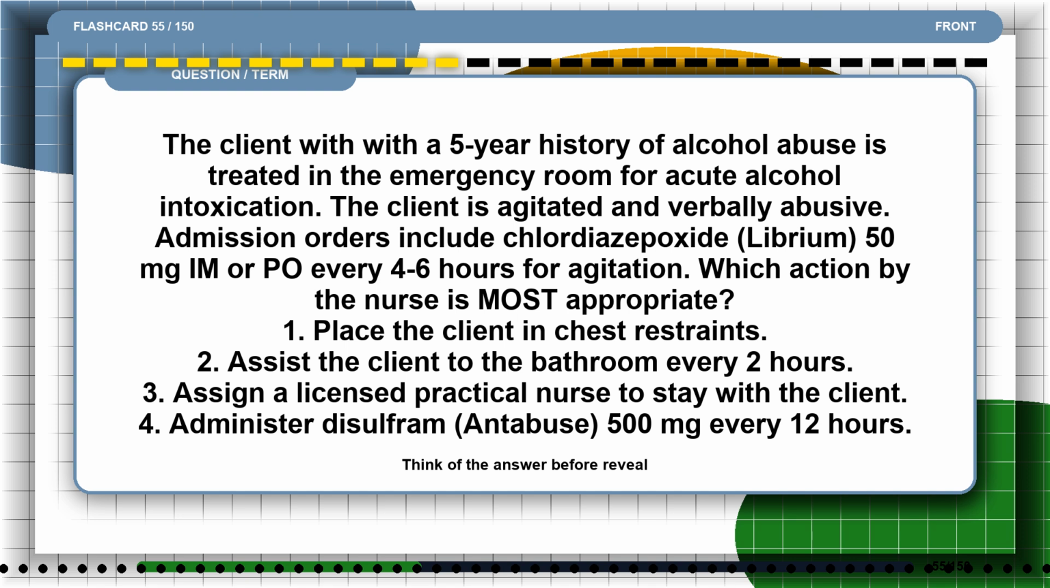1. Place the client in chest restraints. 2. Assist the client to the bathroom every 2 hours. 3. Assign a licensed practical nurse to stay with the client. 4. Administer disulfiram, Antabuse, 500 mg every 12 hours. Think of the answer before the reveal.